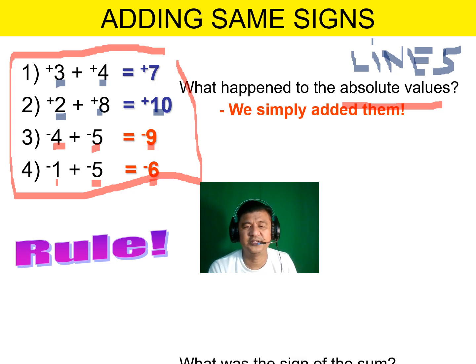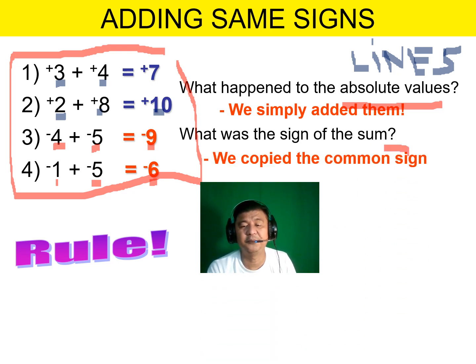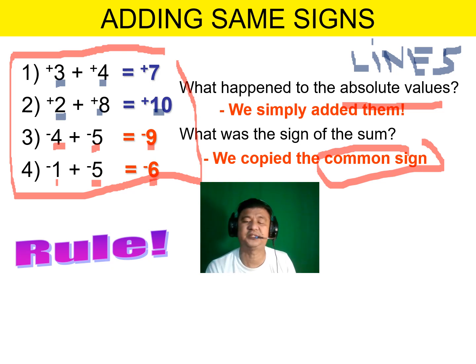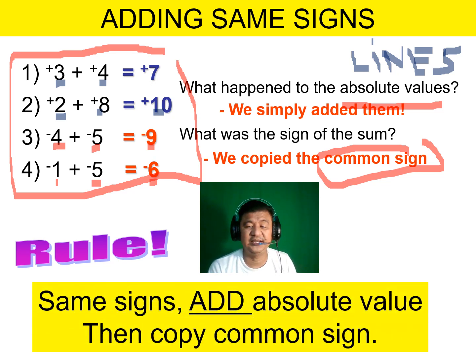So after adding them, how did we determine the sign? Who gets the positive and who gets the negative? Correct. We copied the common sign. If the common sign is negative, it's still a negative. If the common sign is a positive, it's still a positive. All right, so write it down. For same signs, you add the absolute values, then copy the common sign. Clear? All right.